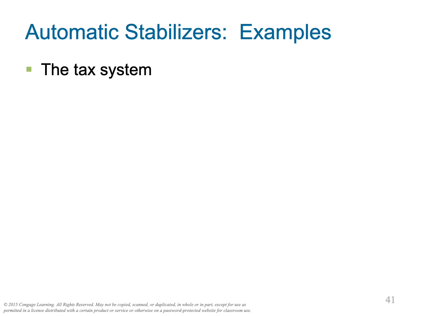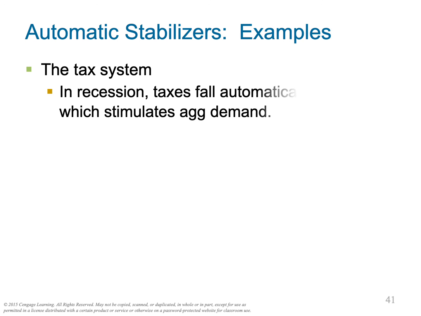Our tax system is an example. We have a progressive tax system, which means that if you make more money, you pay higher tax rates. And that happens automatically. That's not something that the government has to decide on, right? So in a recession, taxes automatically fall because people make less money, and so they pay lower tax rates. And this stimulates aggregate demand, right? A tax cut is an expansionary fiscal policy.